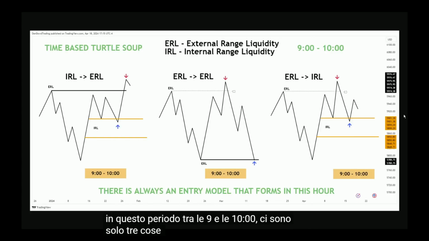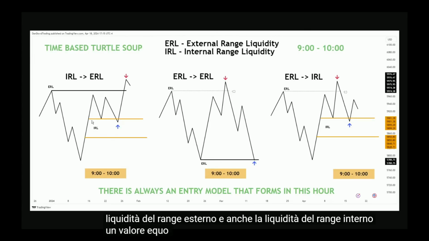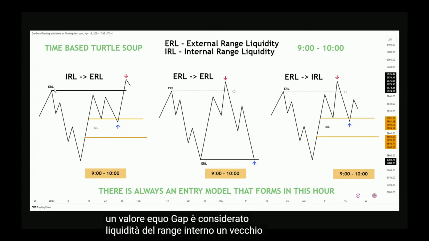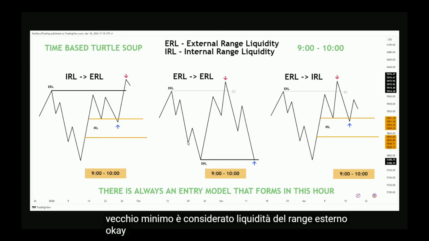There are only 3 things that I look for, and it's always liquidity to liquidity. So it's important to understand external range liquidity and also internal range liquidity. A fair value gap is considered internal range liquidity. An old high is considered external range liquidity. An old low is considered external range liquidity. Okay, so there's 3 things that I'm looking for.